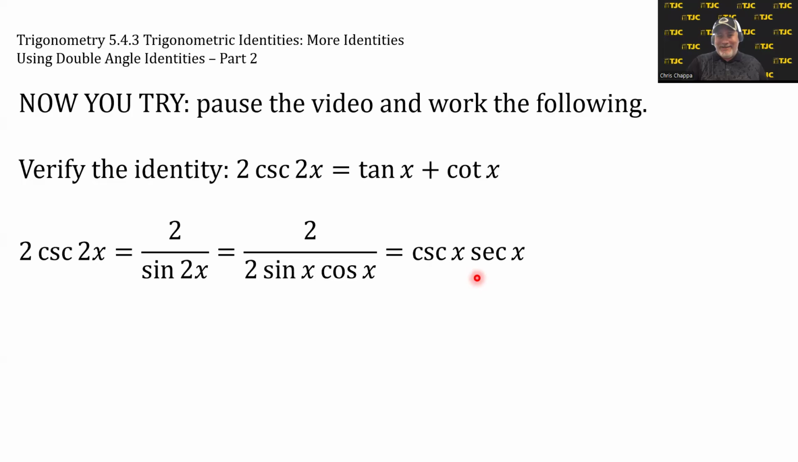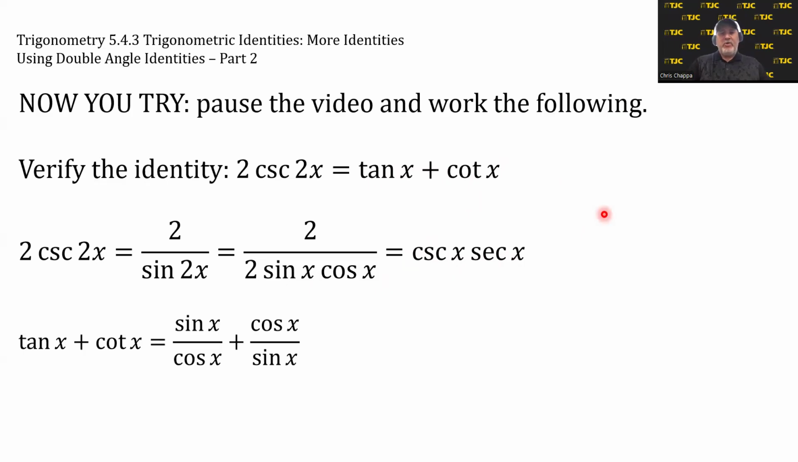Well, that's nice, except it's not our goal. This is an example of an identity where sometimes the better strategy is to work both sides down to a common middle ground. Since there's really not much we can do with cosecant x secant x besides reciprocate it back, we're going to pause the left side and focus on the right side and see what happens. So let's start with tangent of x plus cotangent of x, and let's use the strategy where we turn everything into sines and cosines. Tangent is sine x over cosine x. Cotangent is cosine x over sine x.